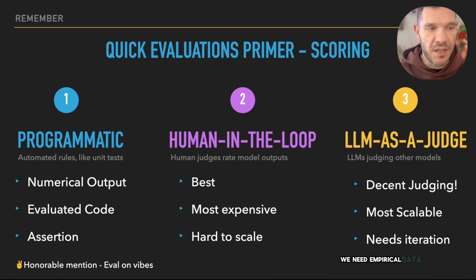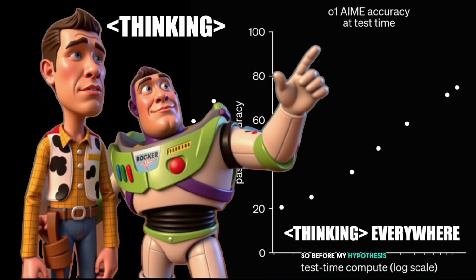We need empirical data. Before my hypothesis, I noticed the rise of thinking tags. You probably have seen these tags. This is the plot from O1 Mini, where they showed that test time compute is a paradigm that scales. The more it scales compute, the better the answers are in specific areas, like AIME, competition math. And these models have been trained with verifiable outcomes with reinforcement learning, and they become significantly better with math and code.